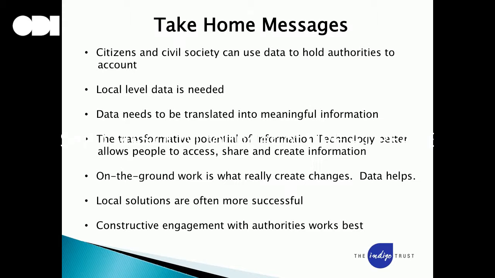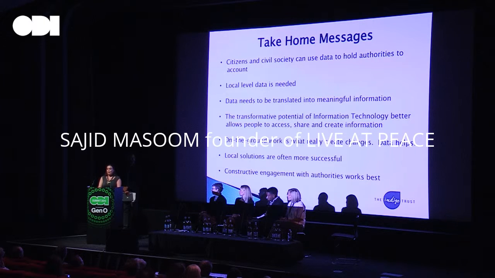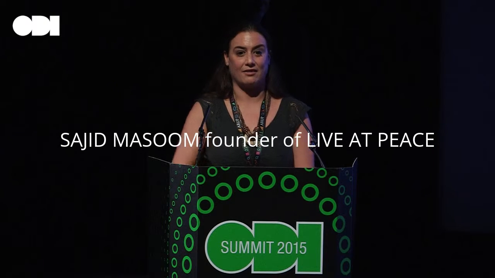It's also important that we translate this data into meaningful information, even if we have funky infographics. Fundamentally, citizens want to know, how is this going to affect me? And we often need intermediaries, so like journalists, civil society, in order to do this. I also want to highlight the transformative power of information technology here. Effectively, it can amplify impact by enabling us to share, create, and access information at a lower cost, greater speed, and greater scale than ever before possible.